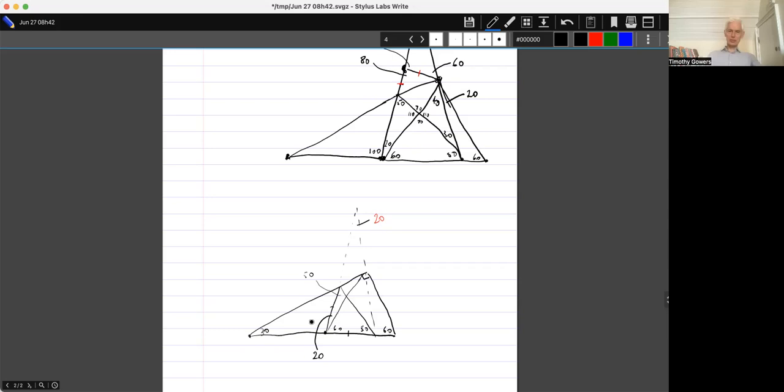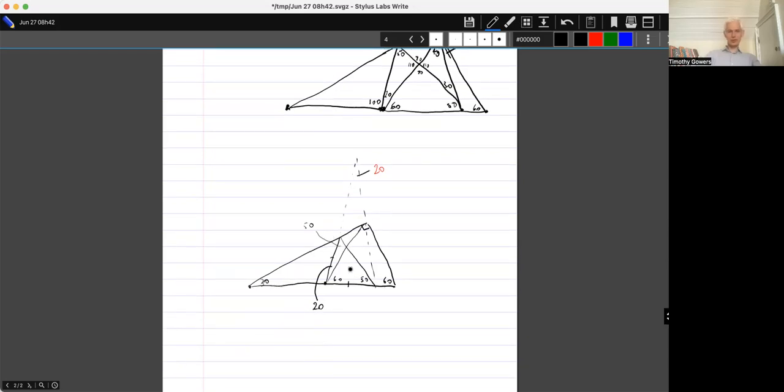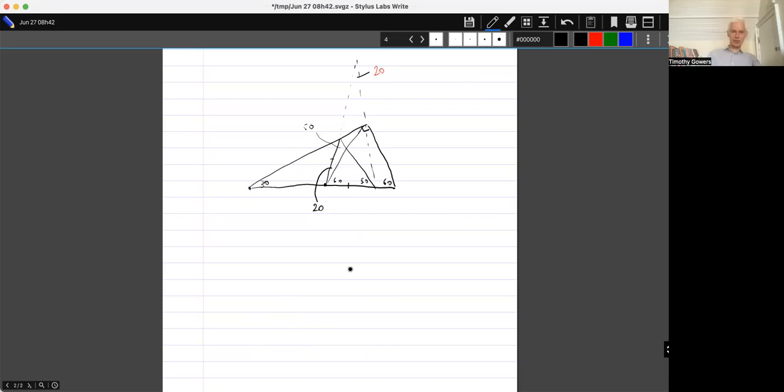Maybe yet an even further equivalent problem might actually be: there will be some angle here for which this triangle is isosceles. Can we then prove that this resulting angle here is 50? Let me try and draw that as another diagram.